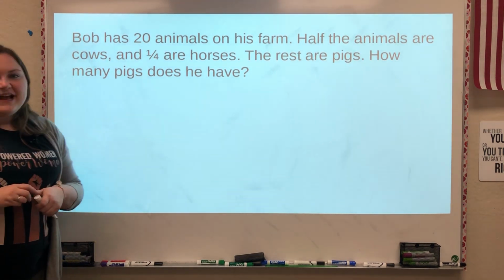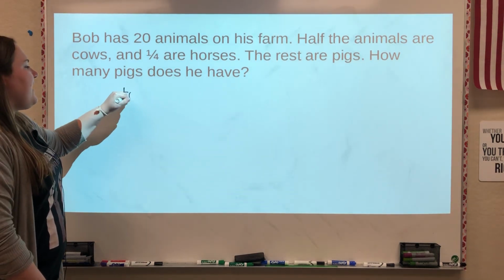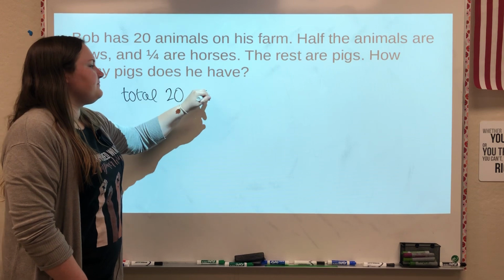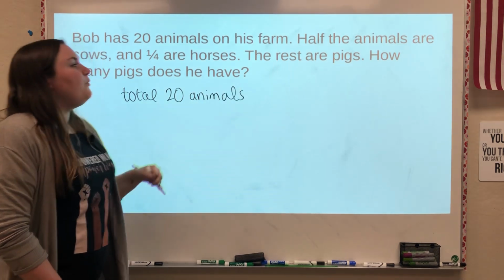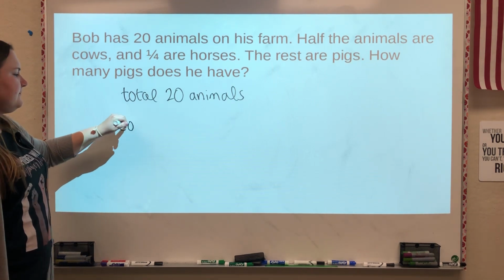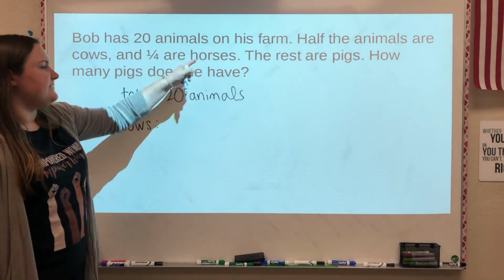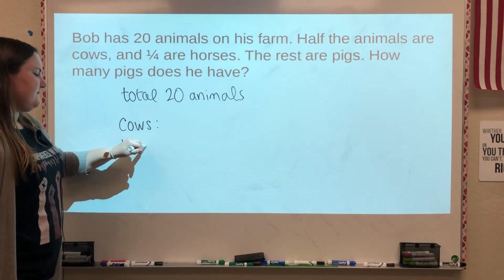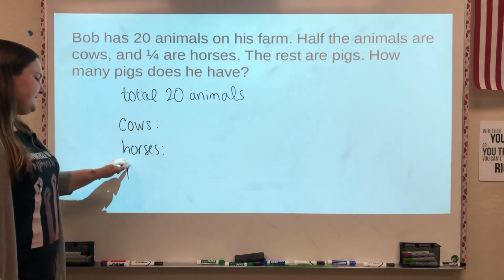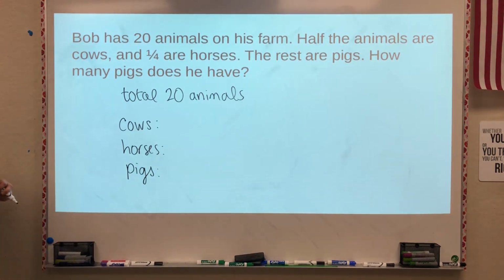So for this one, I want to quickly review what they told us. They told us there are a total of 20 animals. What type of animals does he have? Well, he's got some cows. He's got some horses. And he's got some pigs. So he's got 3 types of animals here.